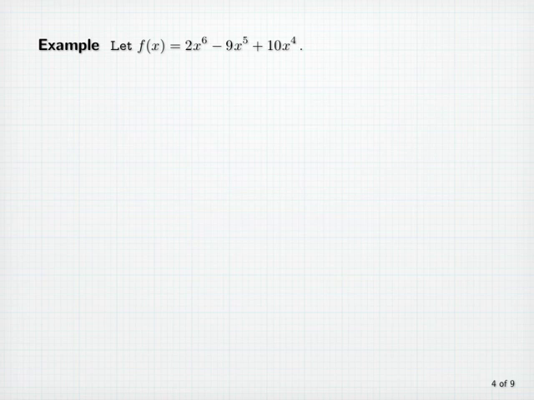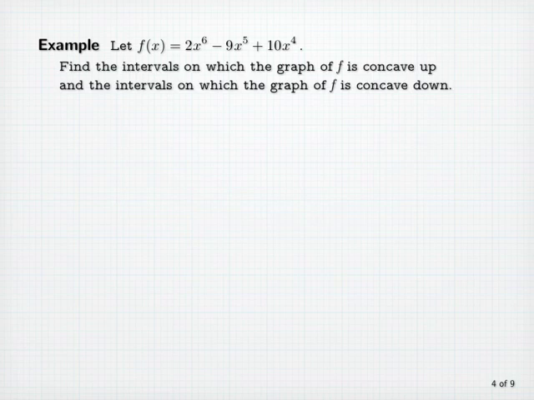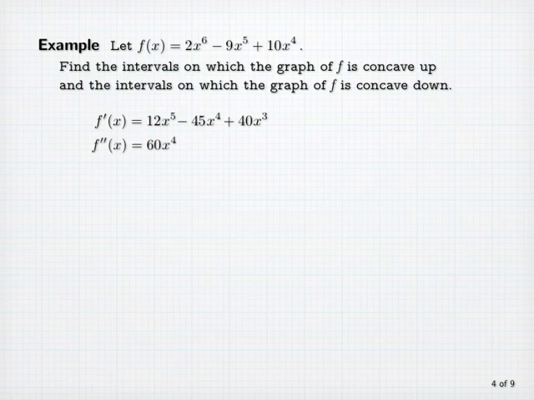Example, let f of x equal 2 times x to the 6th minus 9x to the 5th plus 10x to the 4th. Find the intervals on which the graph of f is concave up and the intervals on which the graph of f is concave down. So let's compute derivatives. f prime of x is 12x to the 5th minus 45x to the 4th plus 40x cubed. So the second derivative is 60x to the 4th minus 180 times x cubed plus 120 times x squared.